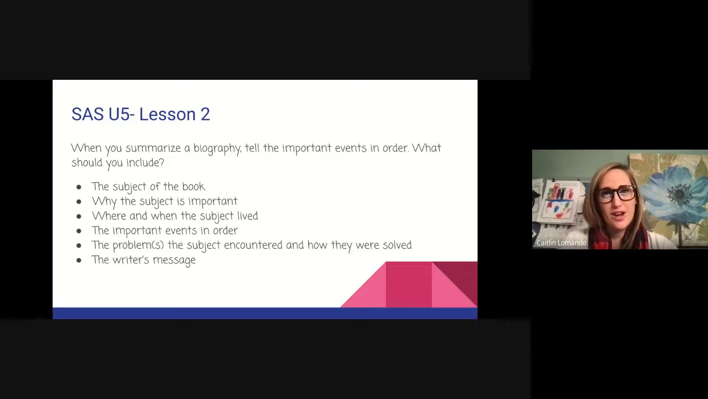So if you're reading a biography today, think about how you might summarize what you've read. And it's okay if you haven't finished the entire book. You can always summarize what you've read so far.